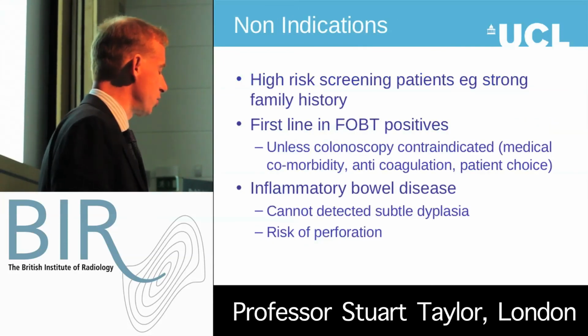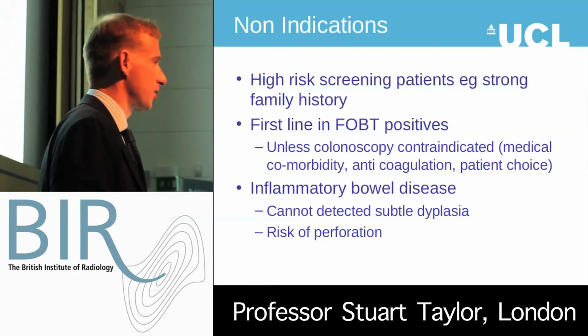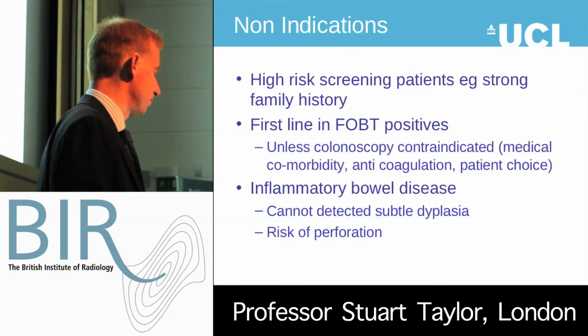Don't use it for patients with strong family histories. If they're looking for subtle flat polyps, send them for colonoscopy. Don't pretend we can find everything with CTC, because we can't. Give them the right test, which is colonoscopy. And don't use it first line in FOBT positives. Half of them are going to have a cancer or a large polyp. There's no point doing an intermediate test. Go straight to the gold standard for that, which is colonoscopy. Inflammatory bowel disease, not good for looking for subtle mucosal lesions. There's risk of perforation if there's acute inflammation.